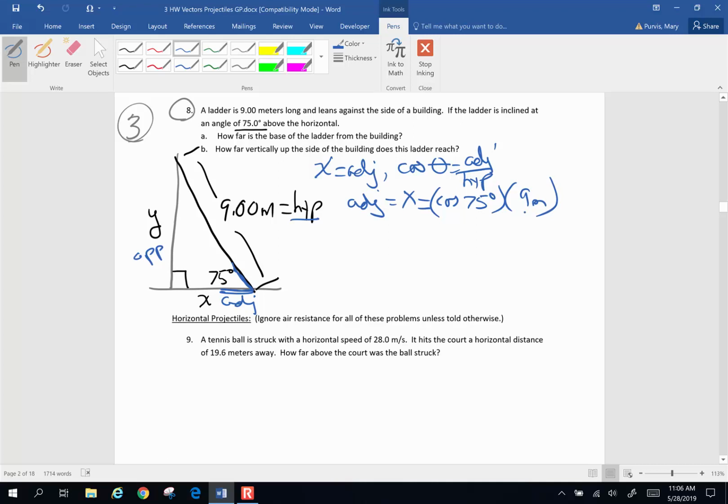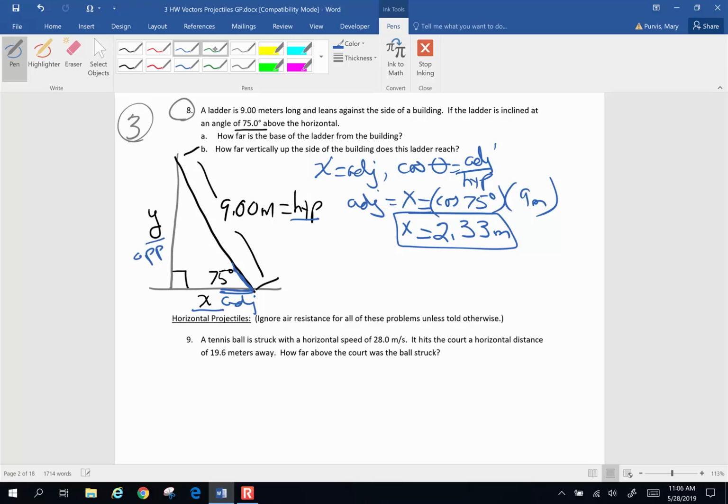If you are having a challenge making your calculator do what you want it to do, make sure you are in degree mode and not in radian mode or something else. That is often a challenge that students have. Okay, I end up with x of 2.33 meters.